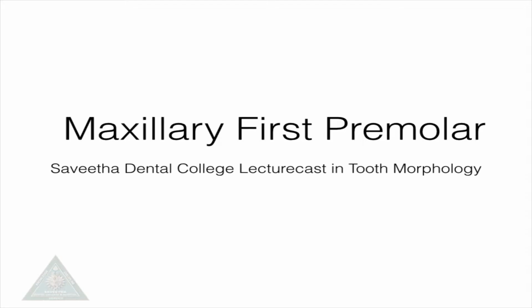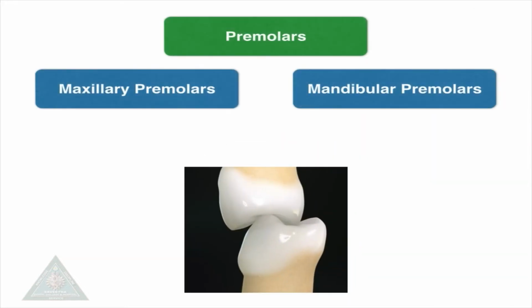Welcome to Savita Dental College Lecturecast in Tooth Morphology. Today's lecture is on the maxillary first premolar. Now, the maxillary premolars are two in number. The premolars are teeth that are adjacent to the canine and before the molar in the arch. Now, they have features of a canine, but they also help in mastication of the food.